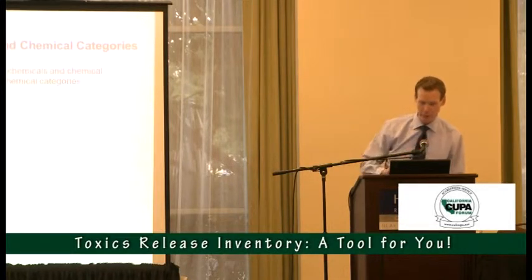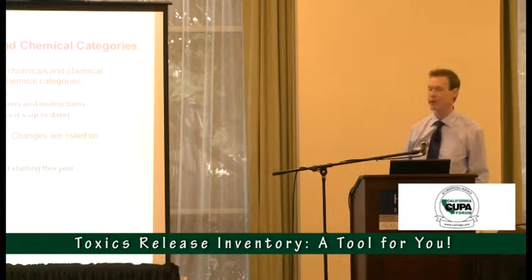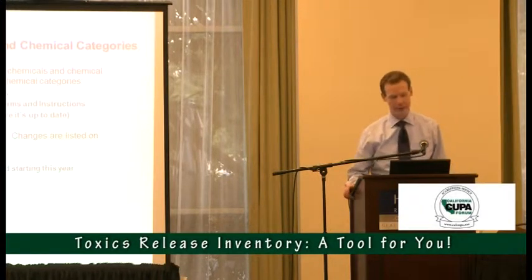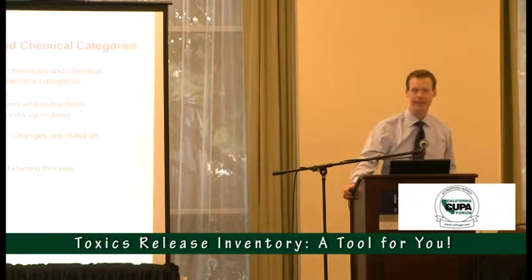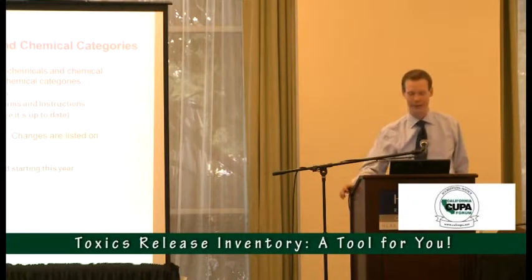Let's see. Moving forward. TRI chemicals and chemical categories. Currently there's over 600. I've heard that it's 650. It's hard to keep straight sometimes. Individual chemicals and chemical categories that are listed.